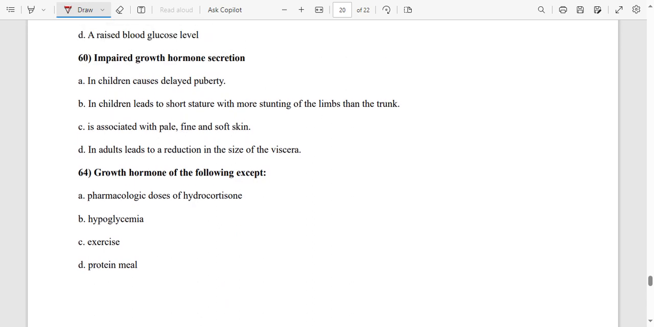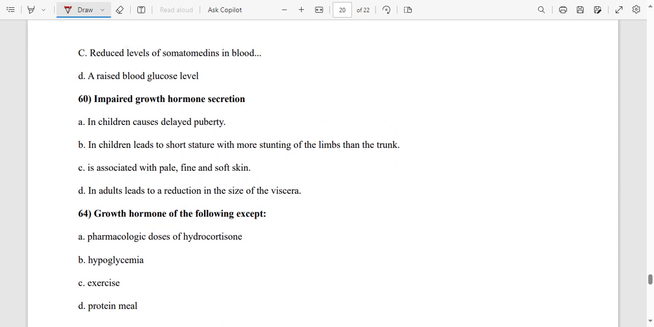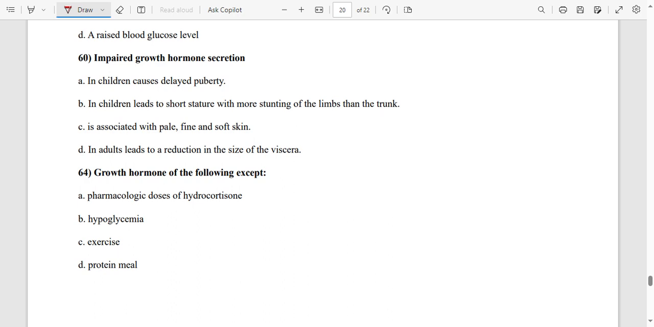Number 60. Impaired growth hormone secretion in children causes delayed puberty. In children leads to short stature with more stunting of the limbs and the trunk. It's associated with a pale, fine, and soft skin. In adults leads to a reduction in the size of the viscera. How about this one? Which one would you pick? If you don't have enough growth hormone in children, you expect the children not to grow. They're going to have a short stature, so it's B.